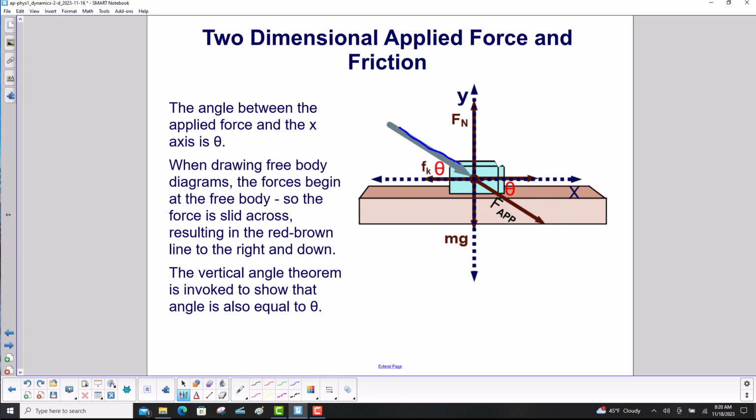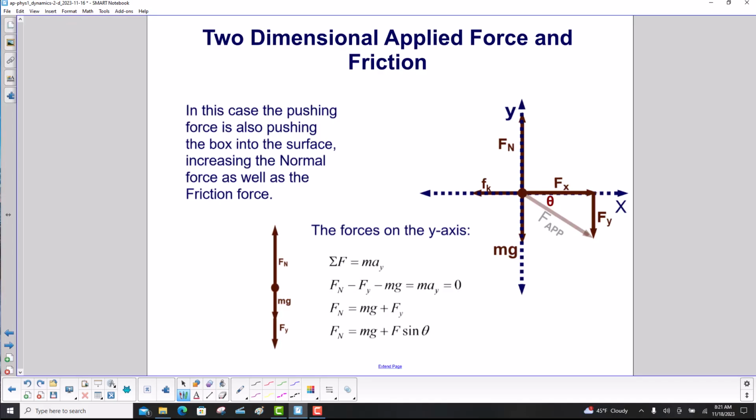You've got this line going straight down. Here's your x-axis. So this angle here is the exact same angle as this, the vertical angle formula. In this case, the pushing force is also pushing the box into the surface, increasing the normal force as well as the friction force. So here's our forces on the y-axis.